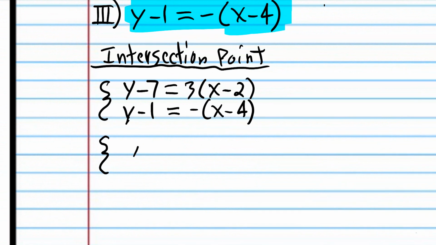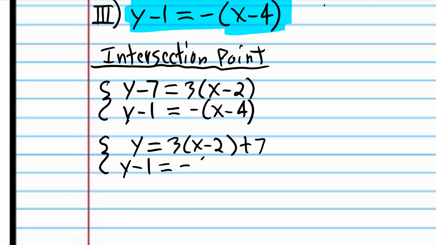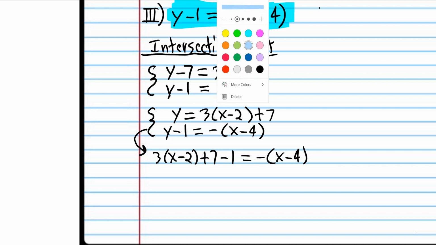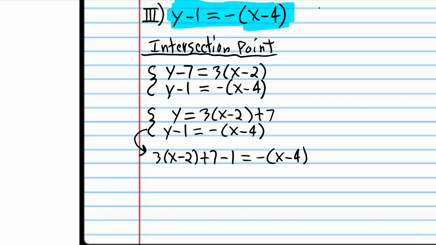So I'm going to isolate y in the top equation. So I added 7 to both sides, and I'm just going to rewrite the bottom equation, but instead of putting y, I'm going to put what the top equation tells us y equals. So again, I took what y equals and I plugged it in here.